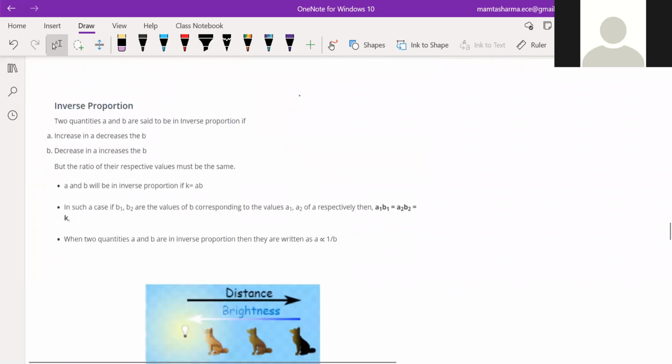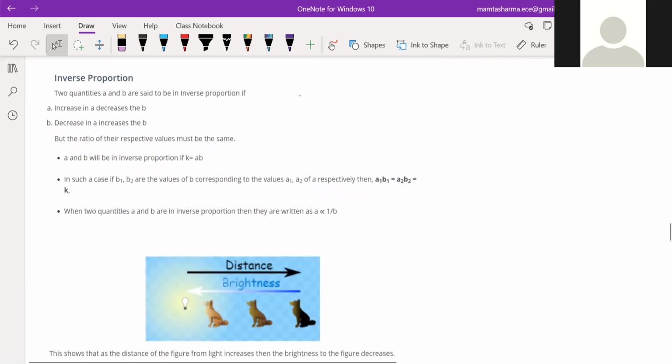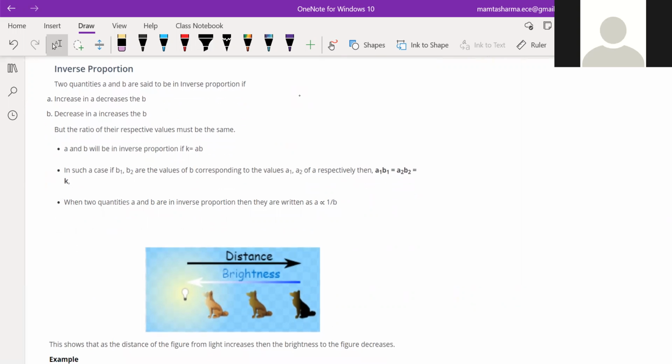Now we'll see the inverse proportion. So this much of question is, I think, enough. You may try a few other questions. If you find difficulty, we can discuss in the next class. Okay. Let's take the next proportion, that is the inverse proportion.